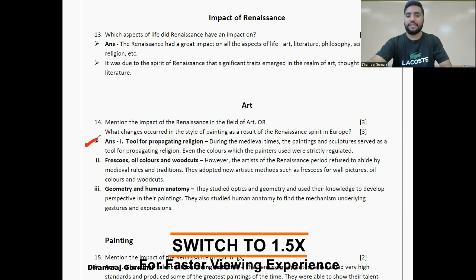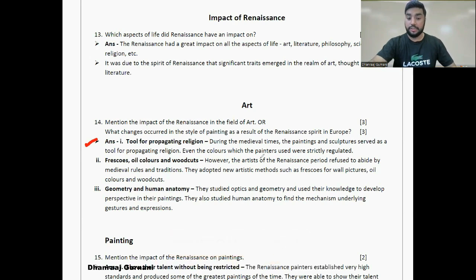First one, impact of the Renaissance in the field of art: tool for propagating religion. During the medieval times, paintings and sculptures served as a tool for propagating religion. Even the colors which the painters used were strictly regulated. You were not free to use any color you liked. You had to take permission from the church or higher authorities.